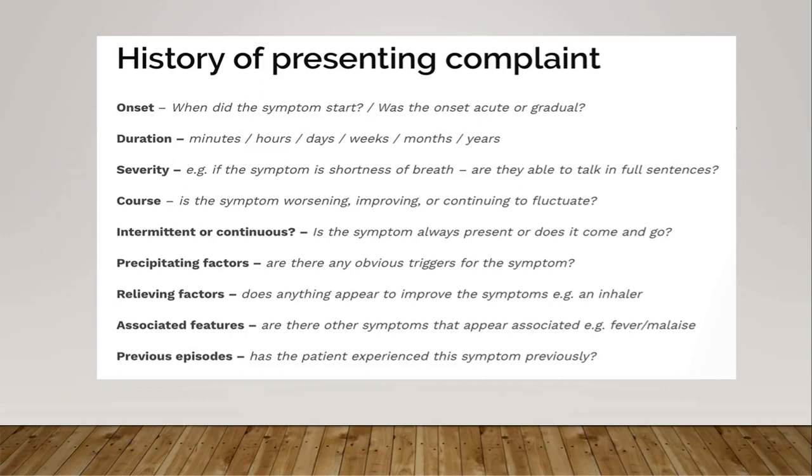History of a presenting complaint. History of a present illness, or history of a presenting complaint, should include multiple risk factors, onset, duration, severity, course. Is it intermittent or continuous, precipitating factors, relieving factors, associated features, and previous episodes.